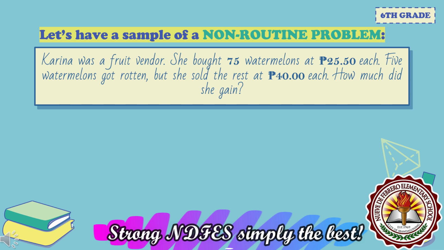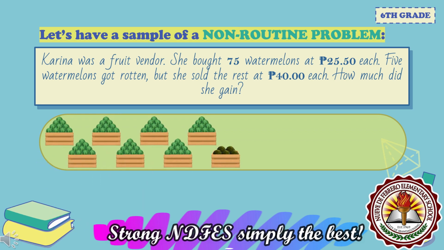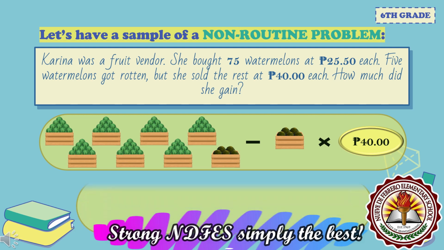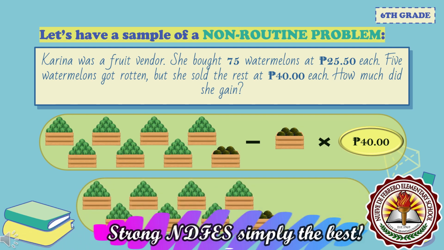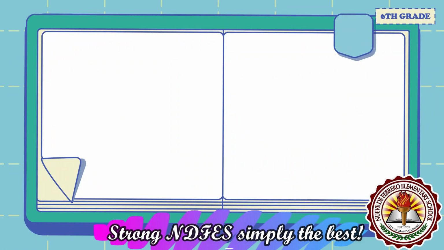Try to notice the illustration. We have 75 watermelons, 5 of them are rotten, and 40 pesos the marked price. Next, we have 75 watermelons and 25 pesos and 50 centavos the capital price. Now, let us analyze the problem. Go to the first step.